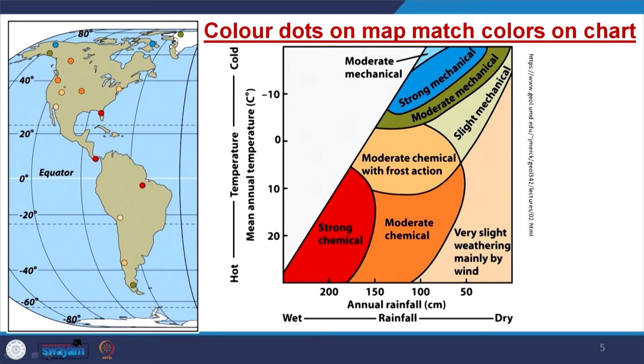So, that means those which are close to the equator are more prone to chemical weathering, and we know that the more chemical weathering, the deeper the soil development. So, in the next class, when we talk about soil formation and this weathering product, we will discuss this in detail.